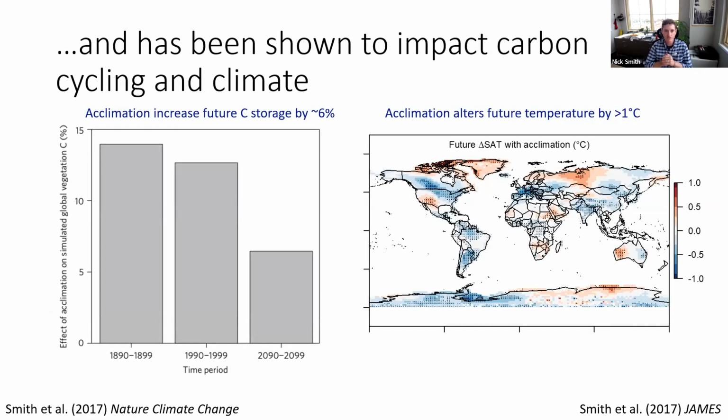And it turns out that these acclimation responses can impact carbon cycling and climate. So I'm just cherry picking some work that I've done in the past where we've plugged in acclimation responses to changes in climate, and in this case, changes in temperature. And when you put these acclimation responses into models, because the carbon cycle and climate is so sensitive to photosynthesis, it really does change what these land surface models project for future carbon cycling and climate.